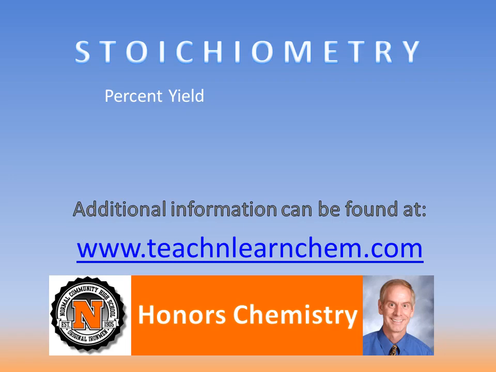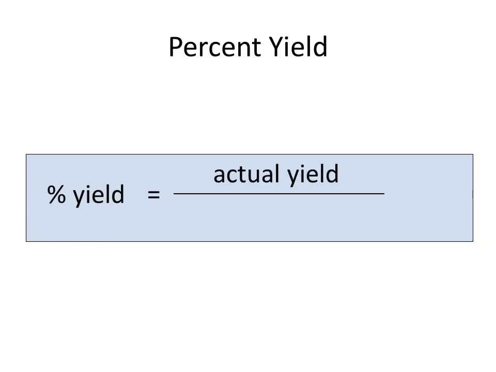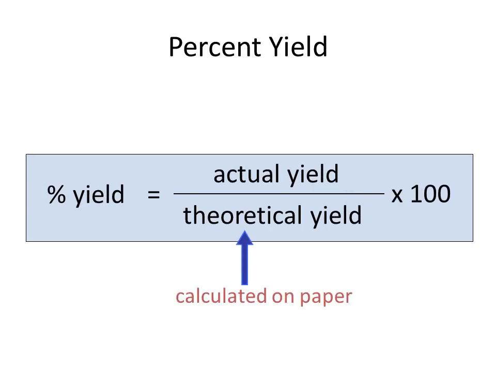Let's look at an example of a percent yield type stoichiometry question. Percent yield, as you recall, is equal to the actual yield divided by the theoretical yield times 100, then add a percent sign. The theoretical yield is what we calculate on paper. This is what we do when we solve a stoichiometry problem. The actual yield, on the other hand, is measured in the lab. It's what you actually produce when you do the chemical reaction.